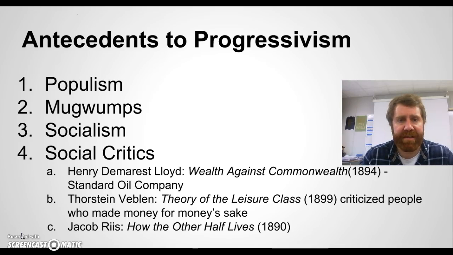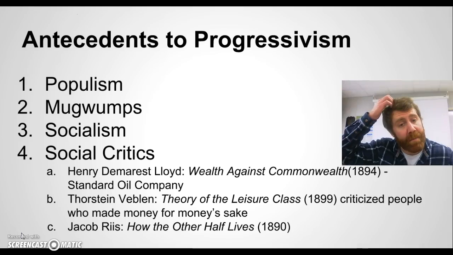I think in a toss-up over what was the most important factor in the road to progressivism, it was between populism and the social critics. The social critics were important because they used their writing to spur progressive reform against some of these ills of society. Some of the forerunners to the muckrakers, which we'll talk about here in just a moment.